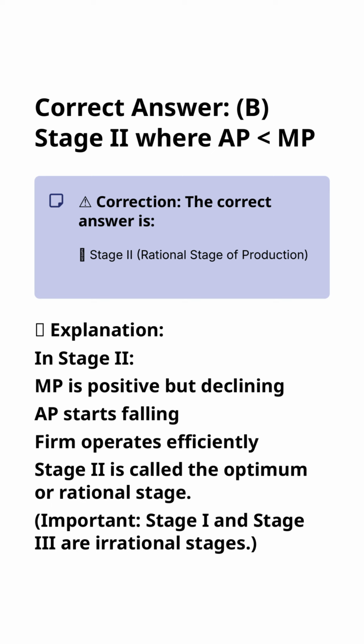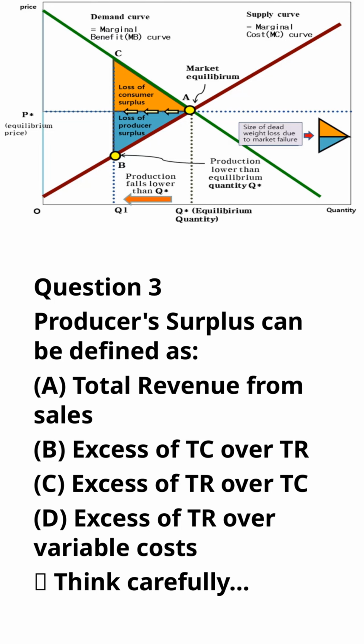It's crucial to understand that the correct characterization of this stage is when AP is less than MP, which might seem counterintuitive at first, but it reflects the ongoing productivity dynamics within the production process. So, to clarify, stage II is the rational stage where the firm makes the most efficient use of resources, even as AP declines. This is the stage where decisions are optimized to maximize profit without the inefficiencies that occur in the other stages. All right, let's think carefully about producer's surplus and what it really represents.